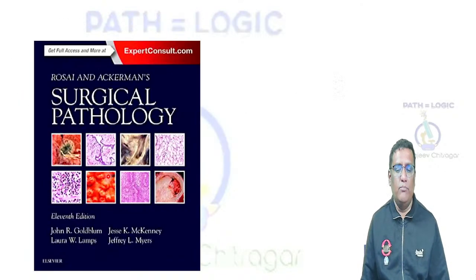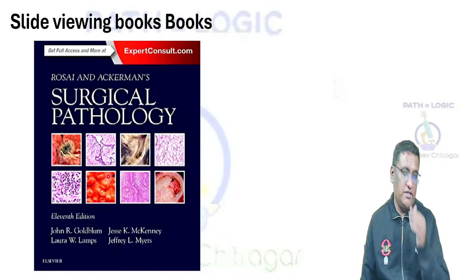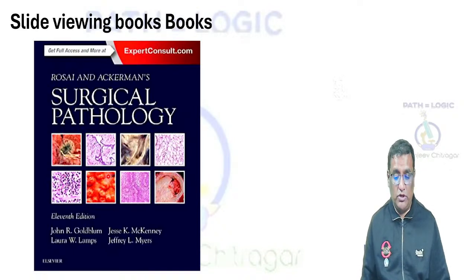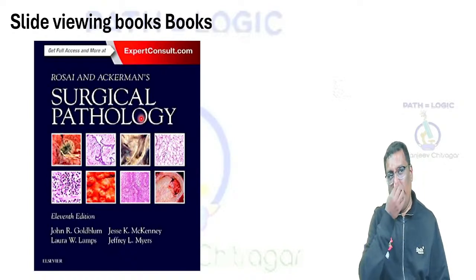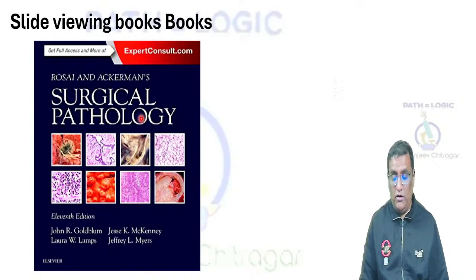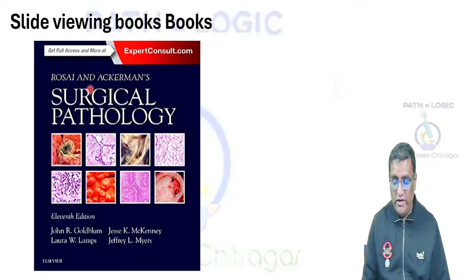So what are the books that I would recommend for slide viewing? Slide viewing is the third part of your histopathology. This is one book everybody uses: Rosai and Ackerman's Surgical Pathology, which includes both neoplastic and non-neoplastic. It is definitely for first year students, and it is useful throughout, from first year to final year, but this is one which I would have to buy in first year.